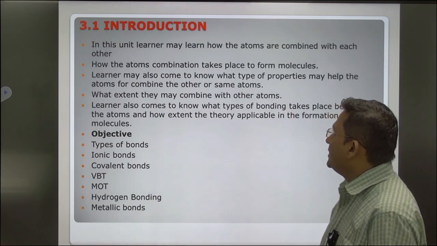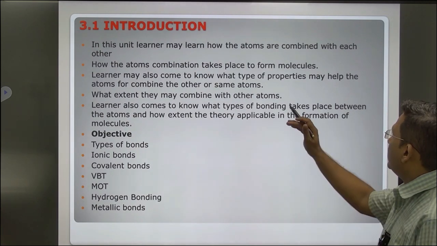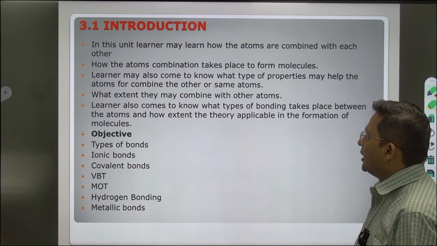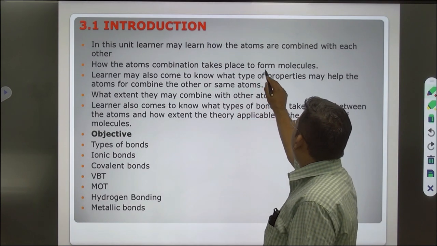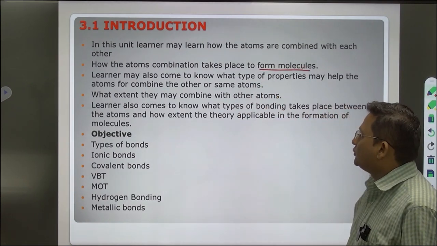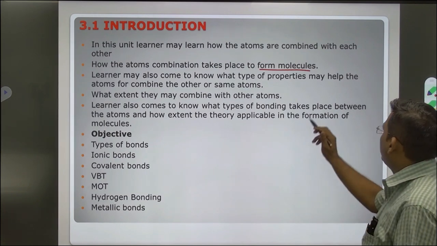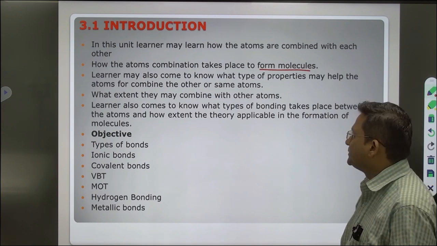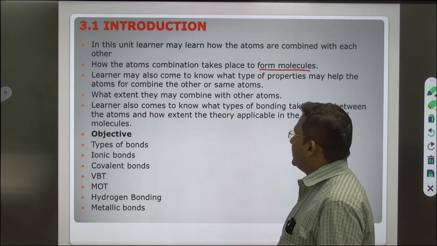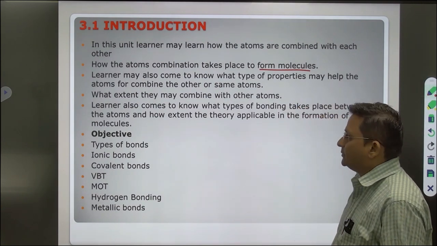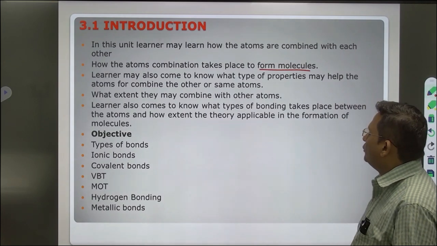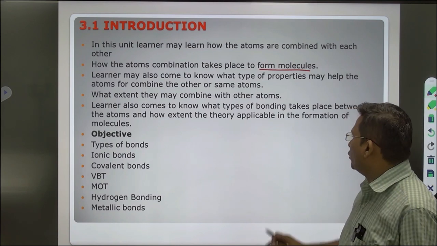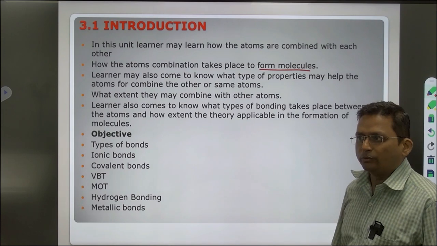Introduction. In this unit, the learner may learn how atoms are combined with each other, and how atom combination forms molecules. The learner may also come to know what type of properties help atoms to combine with other atoms, and to what extent they may combine with other atoms. The learner also comes to know what type of bonding takes place between atoms and how the theory is applied in the formation of molecules.